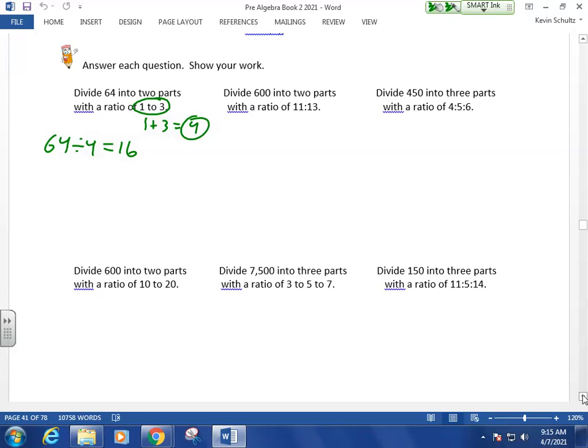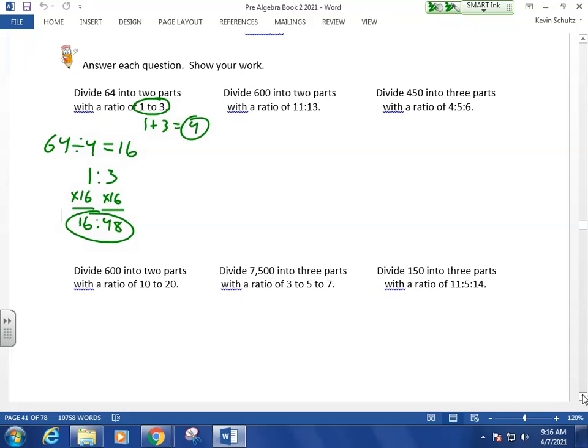So this ratio of 1 to 3 here, if a unit is 16, 1 times 16 is 16, 3 times 16 is 48, and there is our final answer. We've got a total of 64 divided into a ratio of 1 to 3, 16 to 48. Does 16 plus 48 equal 64? Yes. So we know that we have everything accounted for here.